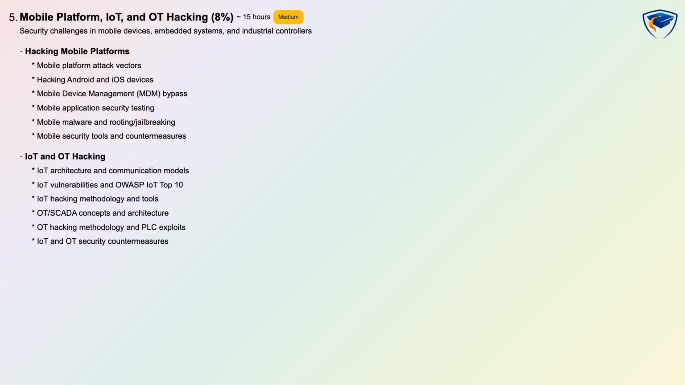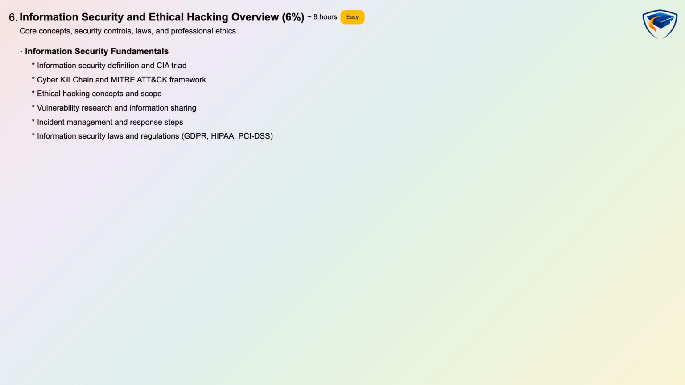Information security and ethical hacking overview is 6% and covers core security concepts, laws, and professional ethics with conceptual and scenario-based assessment. Difficulty is easy and the estimated learning time is 8 hours.